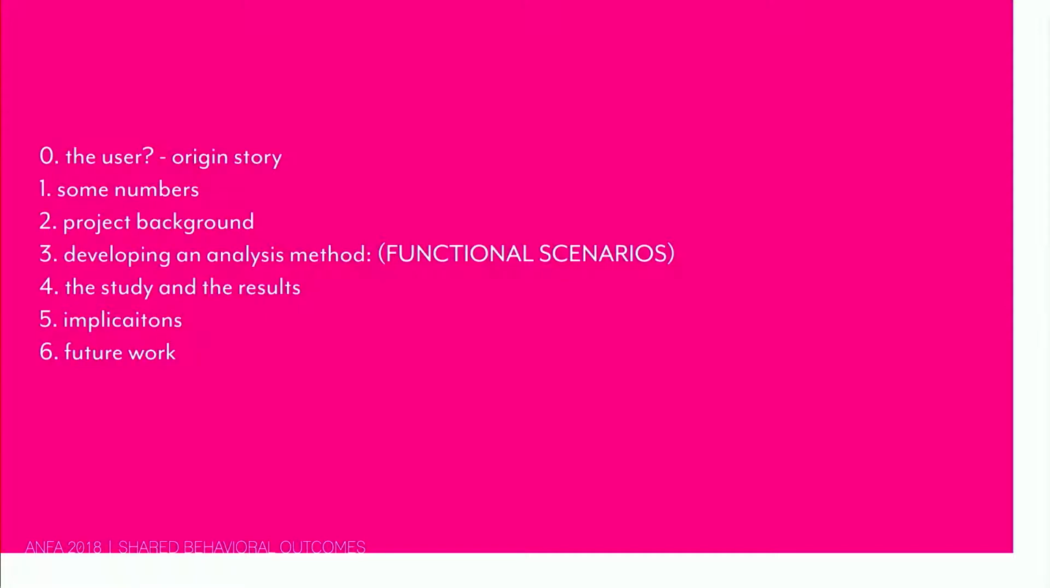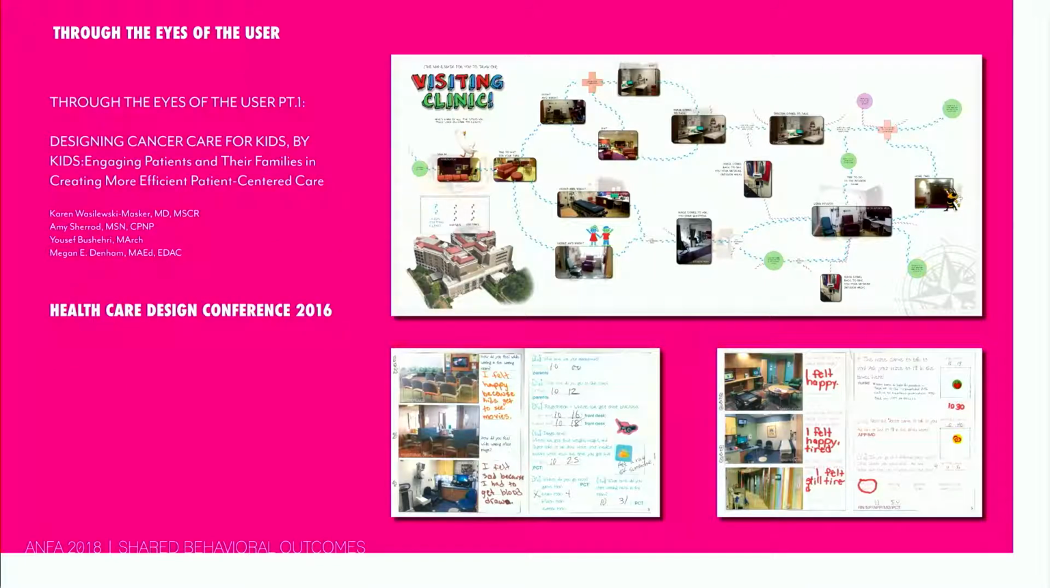First, the origin story of where this through the eyes of the user idea came from, and then some quick numbers and statistics on disability, where this project came from, and this functional scenarios method that we've been applying on various settings. And we'll go through why we did them in these places and why they matter. And then some implications, and actually a lot of the future work part has been influenced by what I've been seeing here the past 3 days, since this is about shared behavioral outcomes. I've been very moved by it.